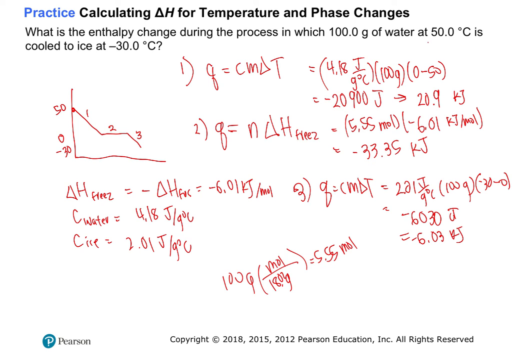So add all those together, our total amount of energy will be negative 20.9 kilojoules plus negative 33.35 kilojoules plus negative 6.03 kilojoules. And that gives me a total of negative 60.3 kilojoules.